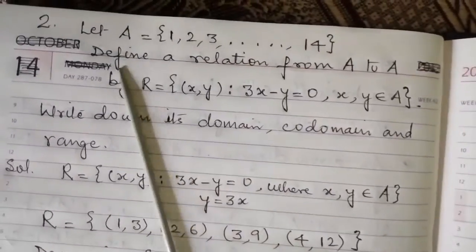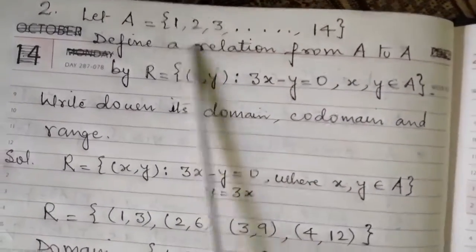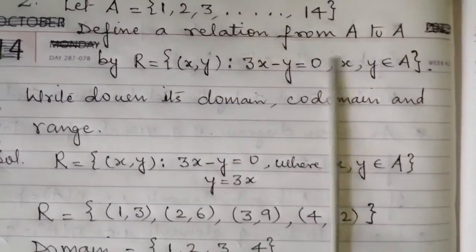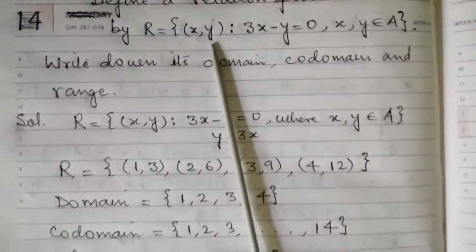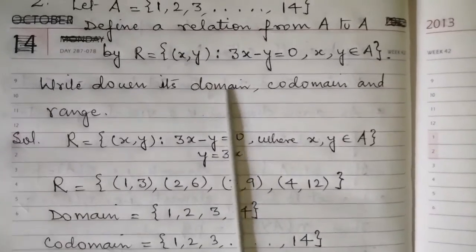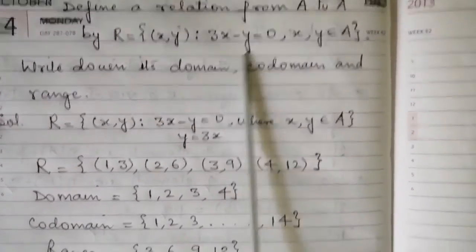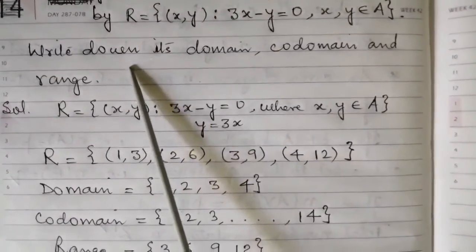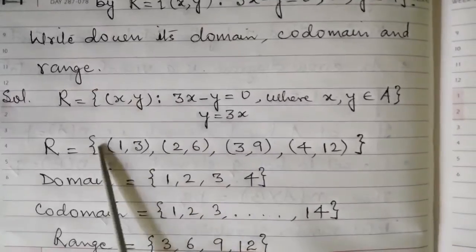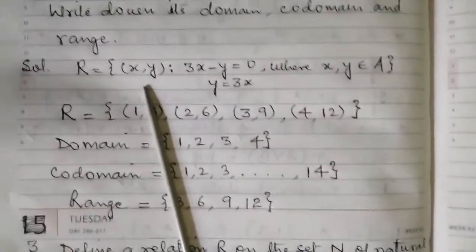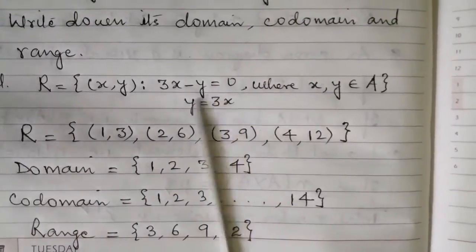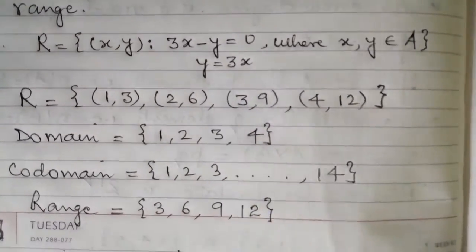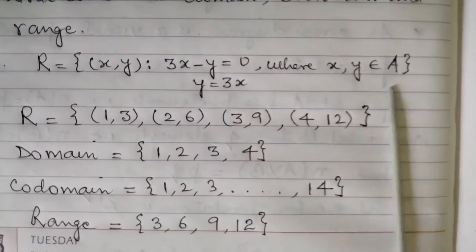The second question is, let A have elements 1, 2, 3, 4 up to 14. Define a relation from A to A by R is equal to the ordered pair x comma y such that 3x minus y is equal to 0, x comma y belongs to A. Write down its domain, codomain and range. Right, so R is equal to x comma y ordered pair, 3x minus y is equal to 0. So this can also be written as y is equal to 3x, where x comma y belongs to A.